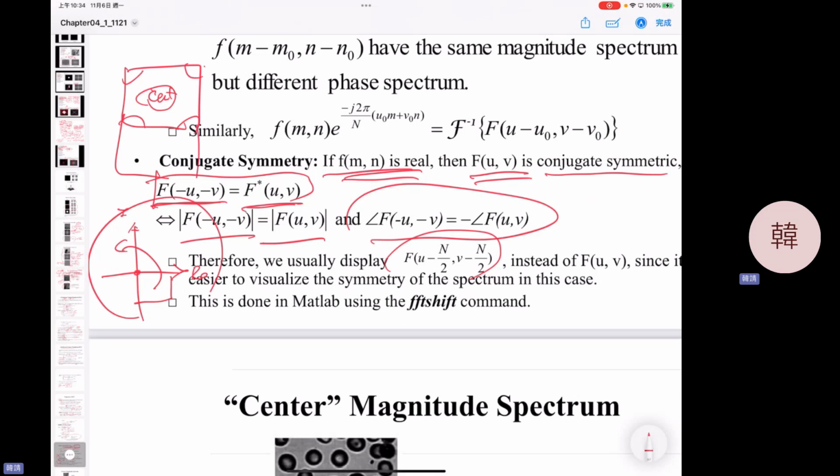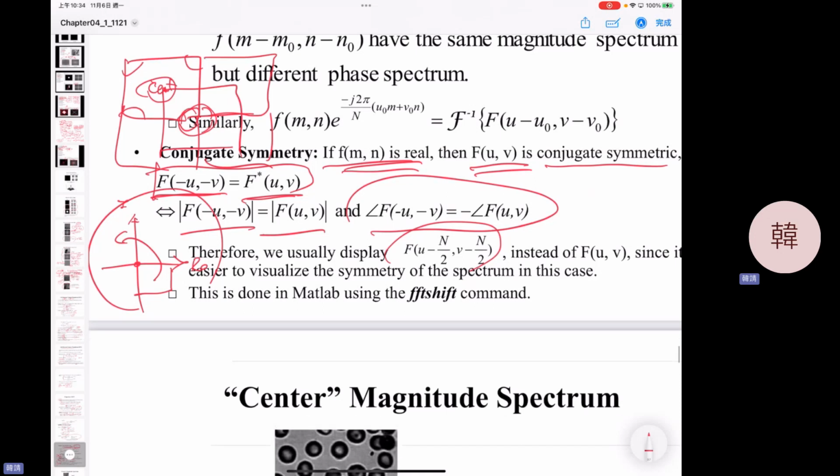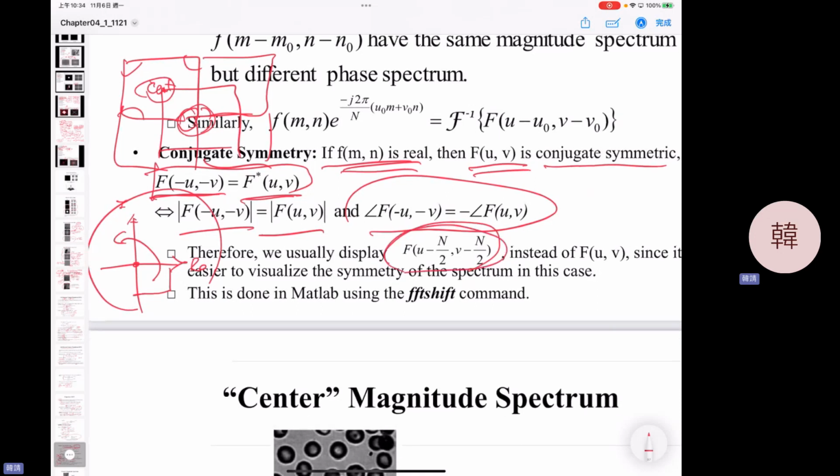Because we told you it's a periodic spectrum, you will see the low amplitude here, so you are going to look at here. That's our conventional way to look at your spectrum: the low frequency component is located at the center of your magnitude spectrum. So how do you do that? You have to do some shifting process here.